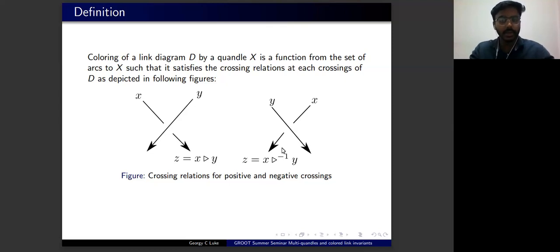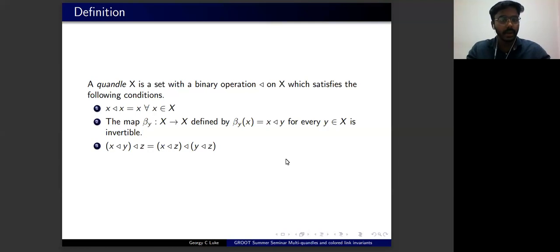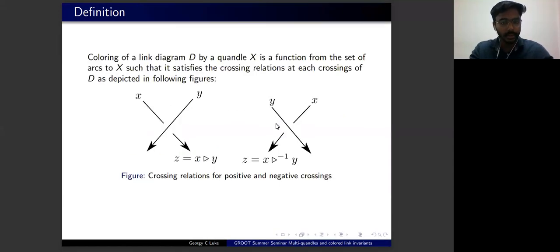So this del inverse is defined as follows. When we defined the quandles, the second axiom was that the map beta Y should be invertible. So when I say X del inverse Y, I take it to be beta Y inverse of X. Since beta Y is invertible, I can consider beta Y inverse, and beta Y inverse of X I define to be X del inverse Y.